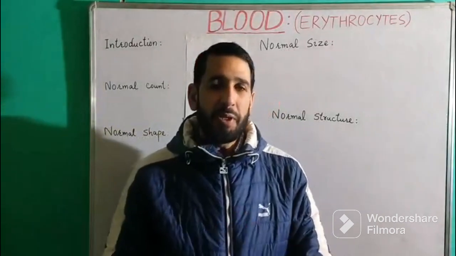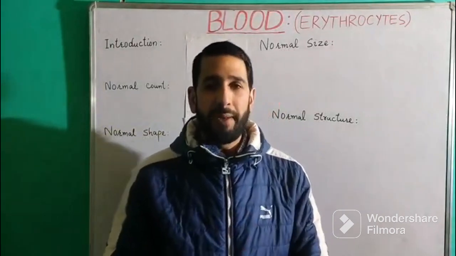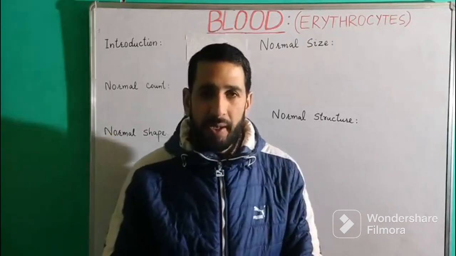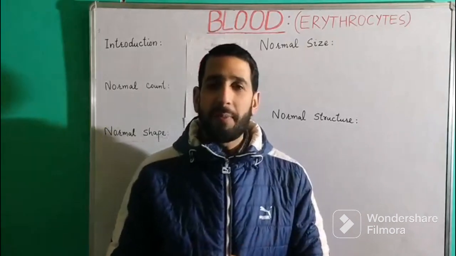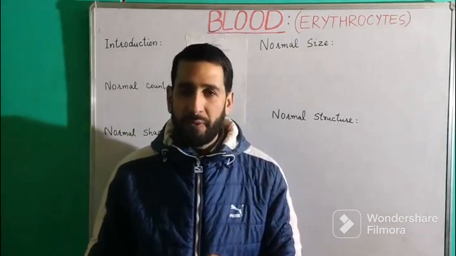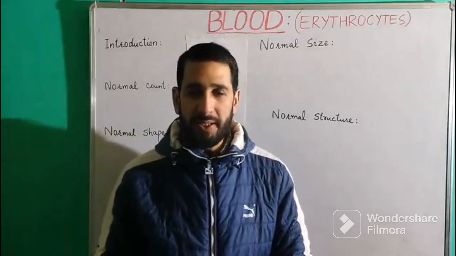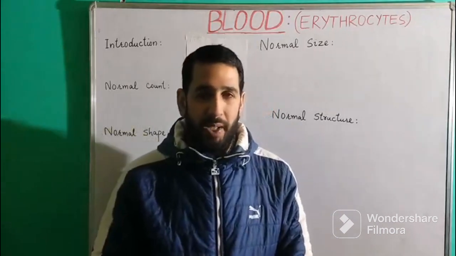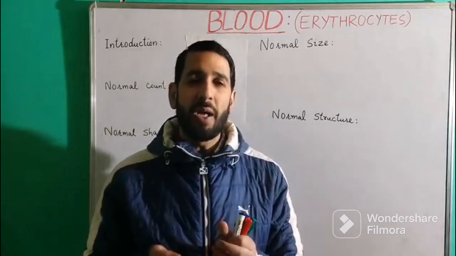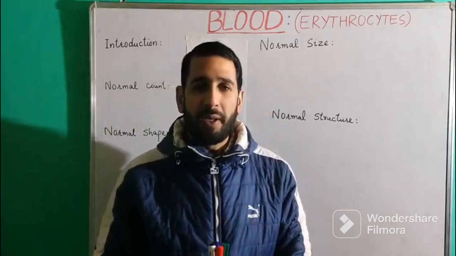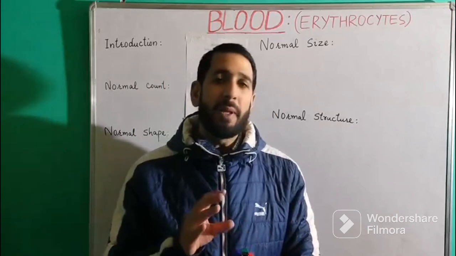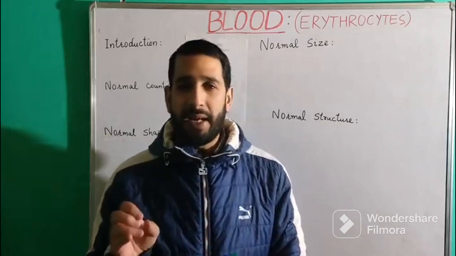So in hematology, or blood, we are done with the composition and functions of blood, and we have also discussed the composition of plasma. We are also done with the plasma proteins. Now we are going to talk about the formed elements, and we have already said that the formed elements of blood include three types of cells. We have red blood cells, white blood cells, and platelets.